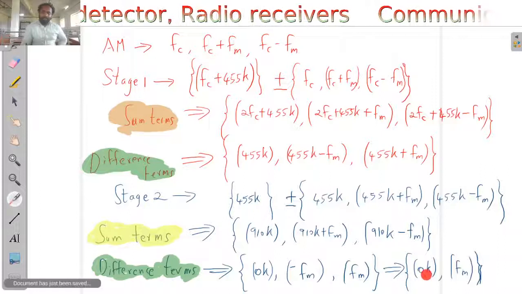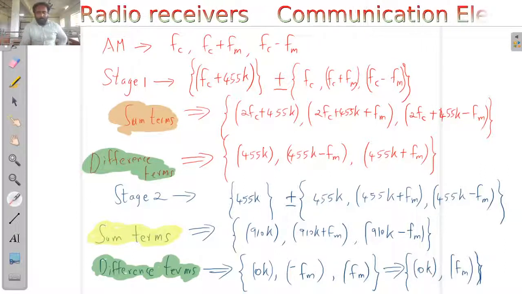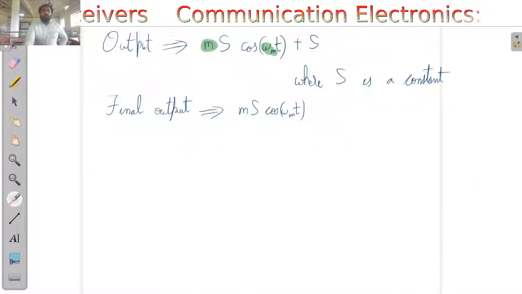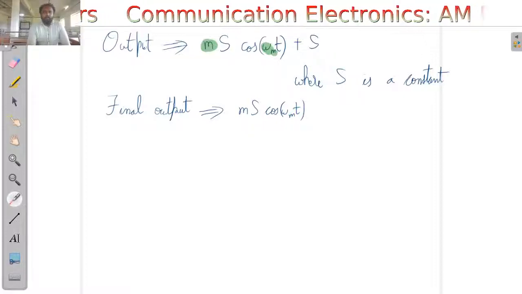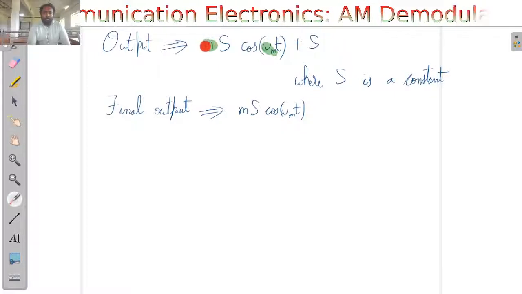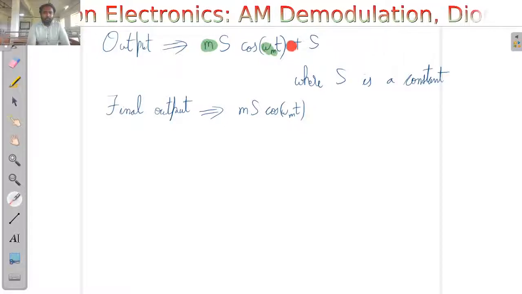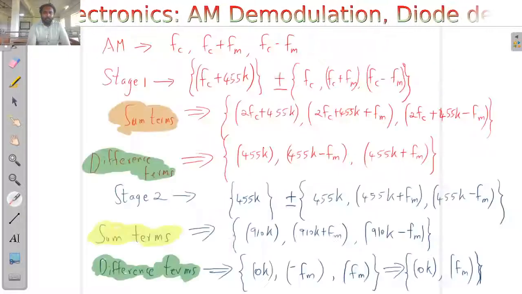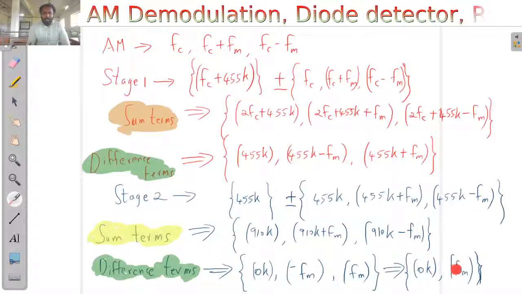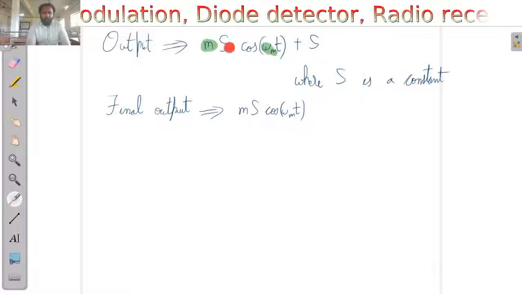0K represents a DC component. We will be removing the DC component using a capacitor. Then our baseband signal is Fm. So our output will be generated like this. There will be the amplitude component in modulation index and the frequency component as omega m, plus a DC component. So this is the DC component, and the component corresponding to this Fm is represented by ms cos omega mt, where s is a constant.